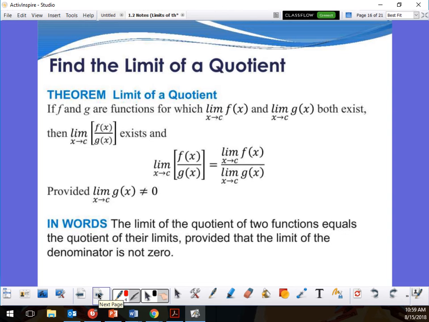All right, find the limit of a quotient. Now, for those people that actually attempted that homework, you guys got to pay attention to this piece right here. The limit of the bottom cannot equal 0, because why? Undefined. Very good. So the limit of the quotient of two functions equals the quotient of their limits, provided that the limit of the denominator is not 0.